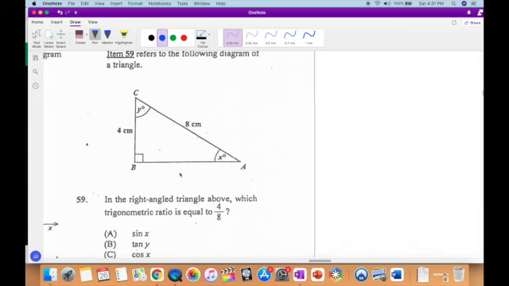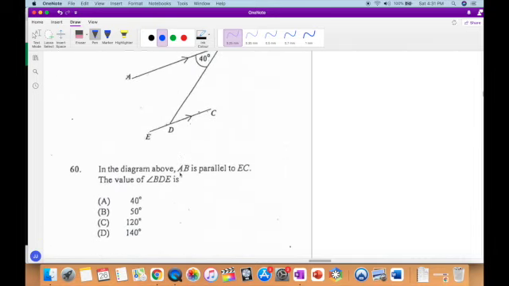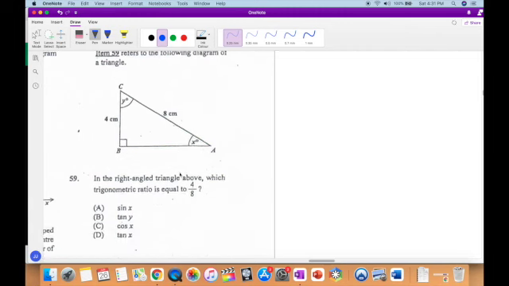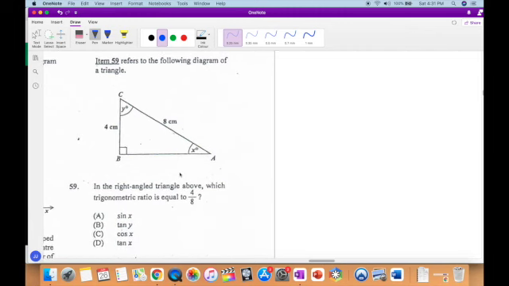59. Ooh, another trigonometry question. We have 2 trigonometry questions here. Well, a trigonometry and a geometry here. Refers to this diagram here. In the right angle triangle above, which trigonometric ratio is equal to 4 over 8? Well, 4 over 8, and I'll just put my SOH CAH TOA, right?